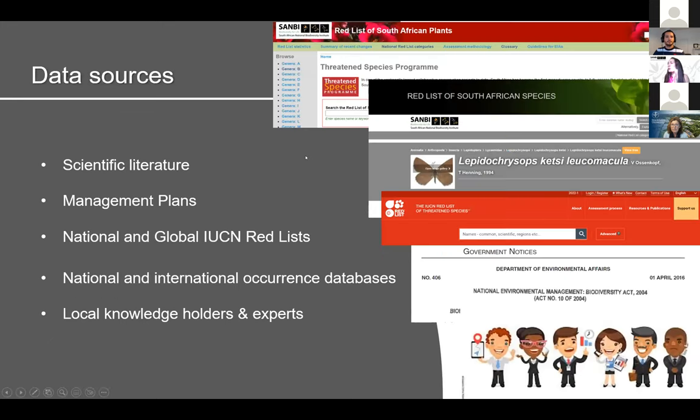The data sources we used were quite varied. We also used a manual approach and scoured through the scientific literature and biodiversity management plans, which are gazetted in legislation. South Africa has a strong history of national and global red listing, so there's a fountain of information in there. We also used national and international current databases, such as iNaturalist and GBIF, and we then tapped into local knowledge holders and experts for even more updated information that might not be reflected in these other data sources.